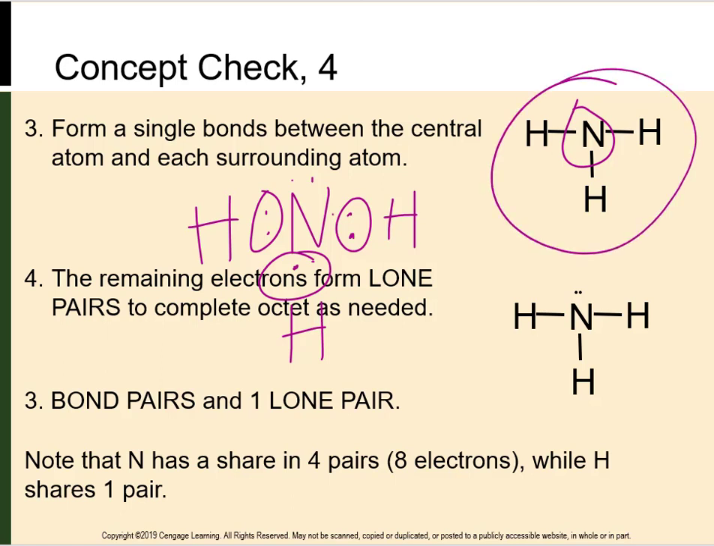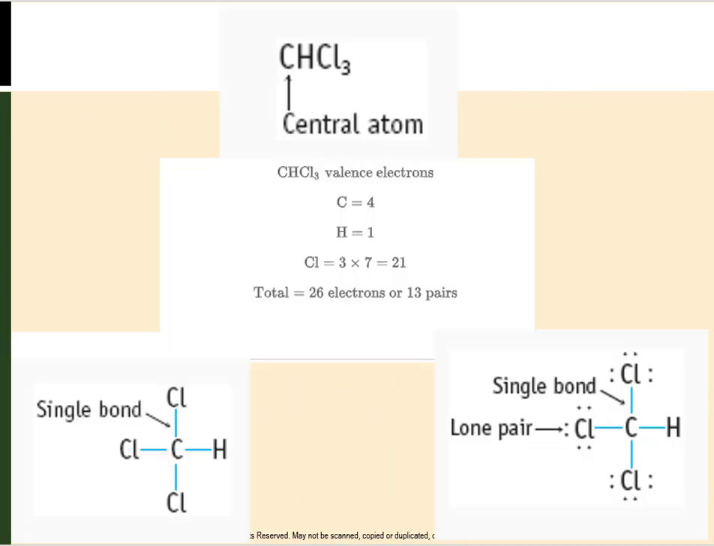But that's only one, two, three, four, five, six electrons in those bonds. So we have this up here, this lone pair of electrons on the top of N. So note that N has a share in four pairs or eight electrons. H only shares one pair. Let's look at another example.